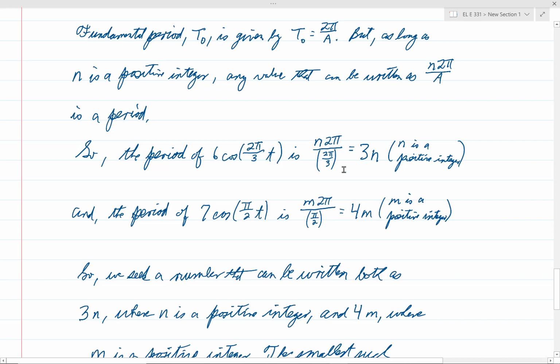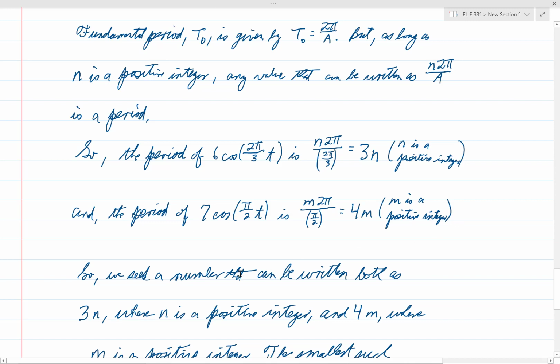Well, when we simplify these fractions, n 2 pi divided by 2 pi over 3 is the same as 3n. And again, remember, n has to be a positive integer. And m 2 pi divided by pi over 2 is the same thing as 4m, where m is also a positive integer.